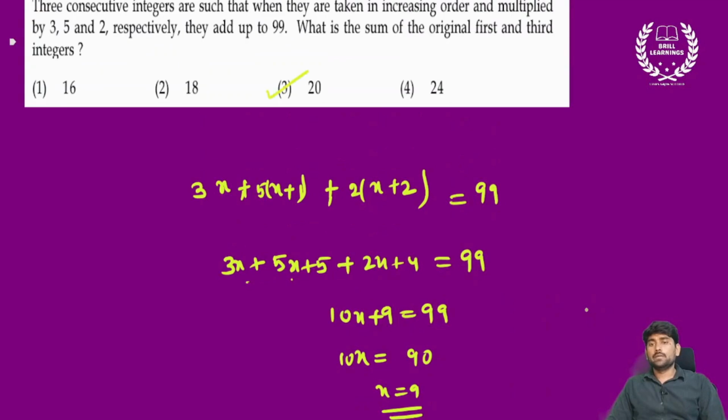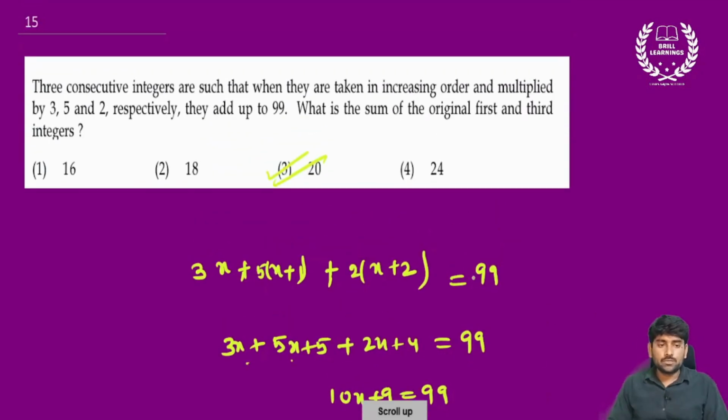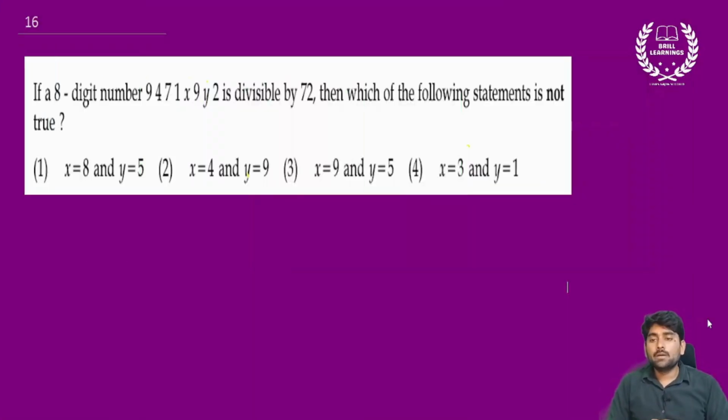So the third one is the right answer. Let's move on to the next question. If an 8-digit number is divisible by 72, then which of the following statements is not true? Here, the 8-digit number is divisible by 72, which means it has to be divisible by 9 and 8 as well. Why? Because 72 can be represented as the product of 9 and 8.